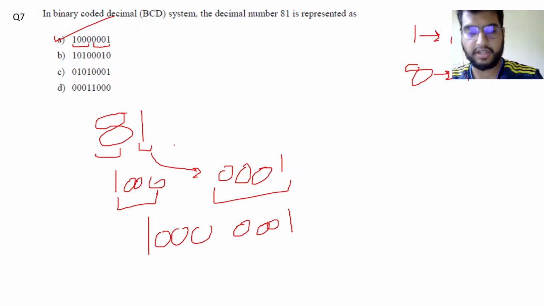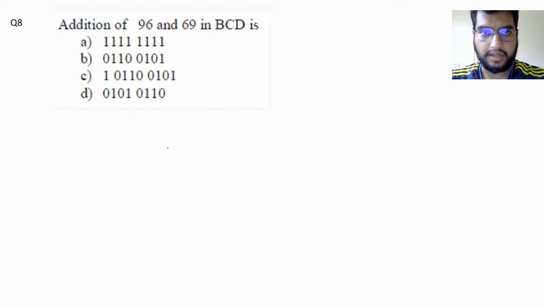I think this was a pretty straightforward question. I'll just move forward to the next question, that is question number 8. Question number 8 asks us to find the addition of 96 plus 69 in BCD. So the addition of decimal numbers 96 plus 69 in BCD format will be.